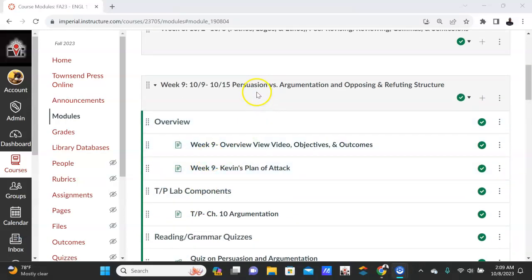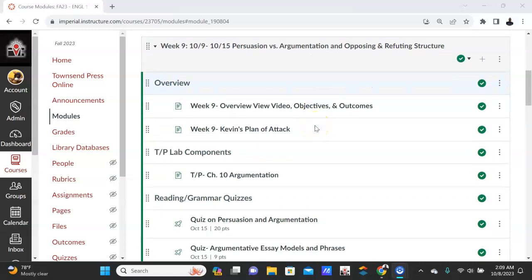This week we're going to talk about persuasion versus argumentation, and then you're going to write an opposing and a refuting paragraph. So it's not a lot of work, but it's something you really need to continue with the rest of the semester because everything we write from now on is going to be argumentation.